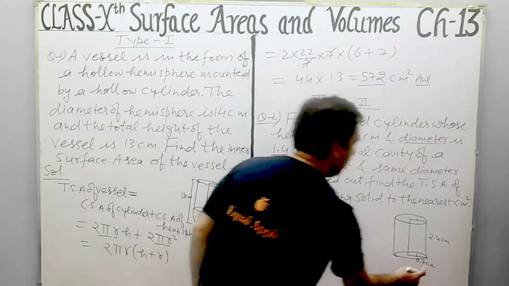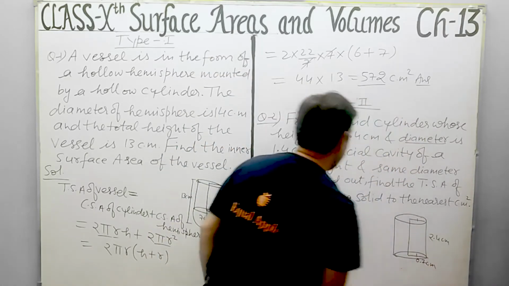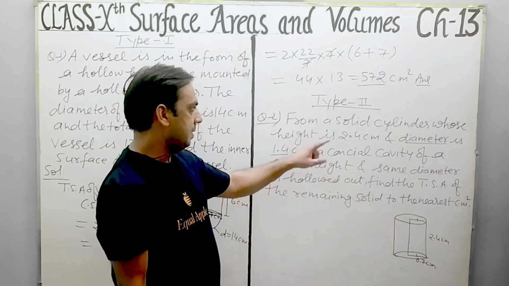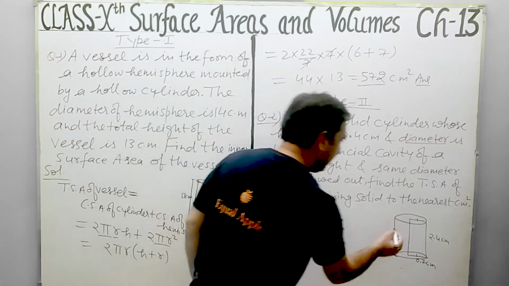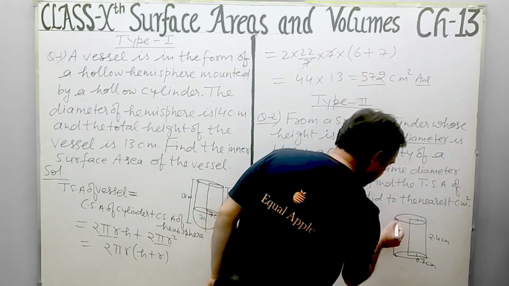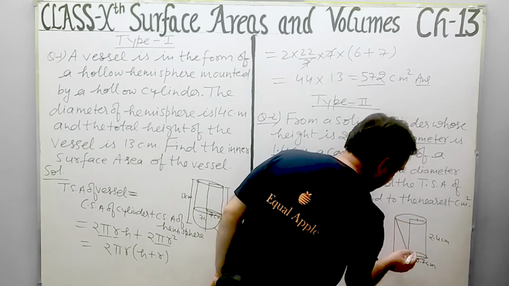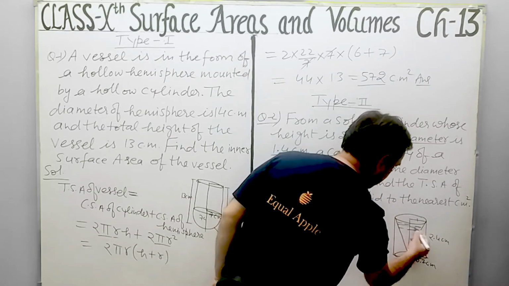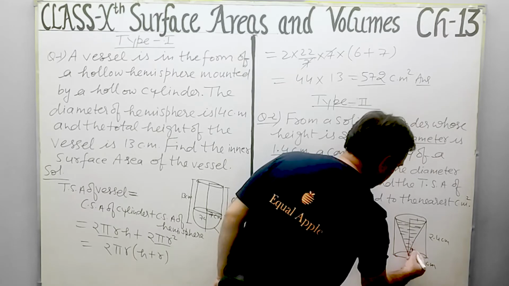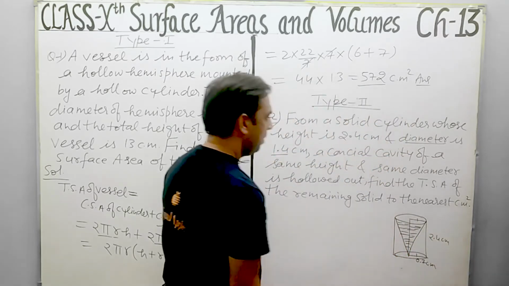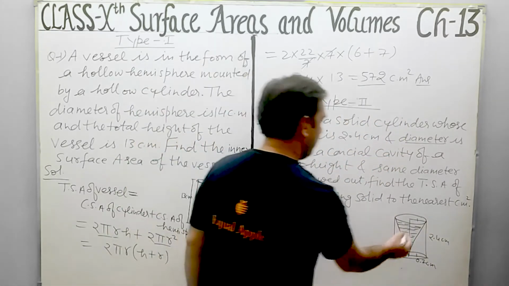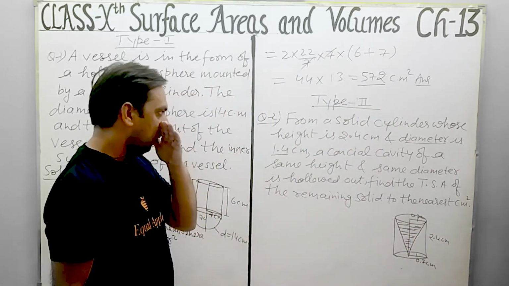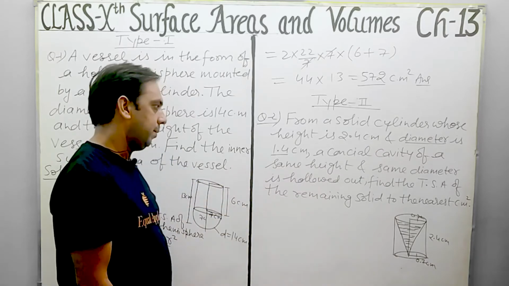So from here, what we have done: a conical cavity of the same height and same diameter is hollowed out, meaning cut out. Right? So this is 0.7. Now we need to find the total surface area of the remaining solid.